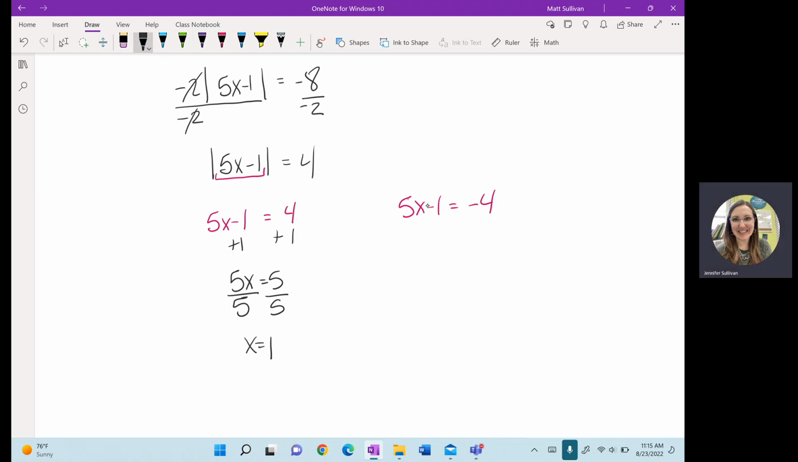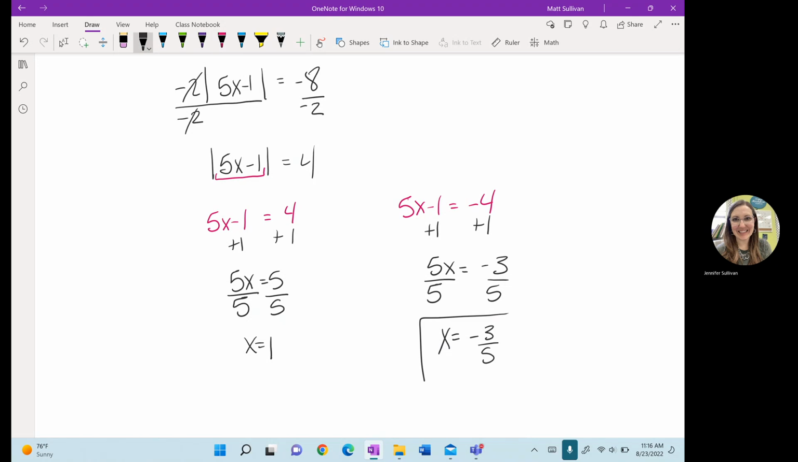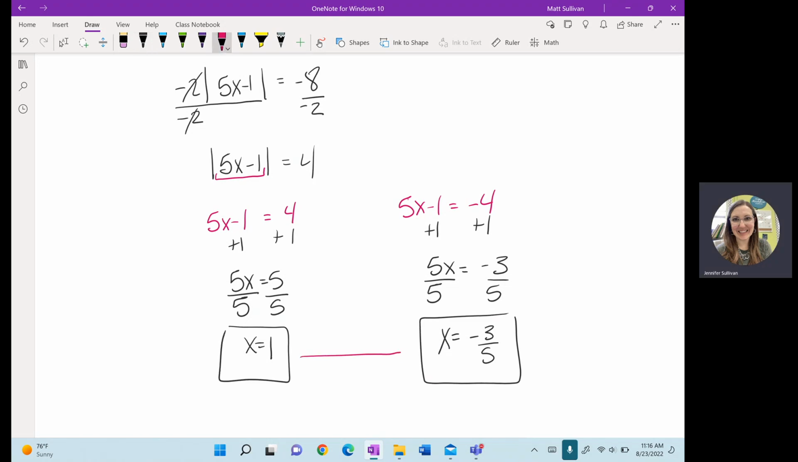Over on the other equation, undo the subtract 1 by adding 1. Now, -4 plus 1 is -3. Sometimes our brains automatically think -5 because it's trying to make it match the other equation. Don't do that. Leave your answer -3/5, and you're done.